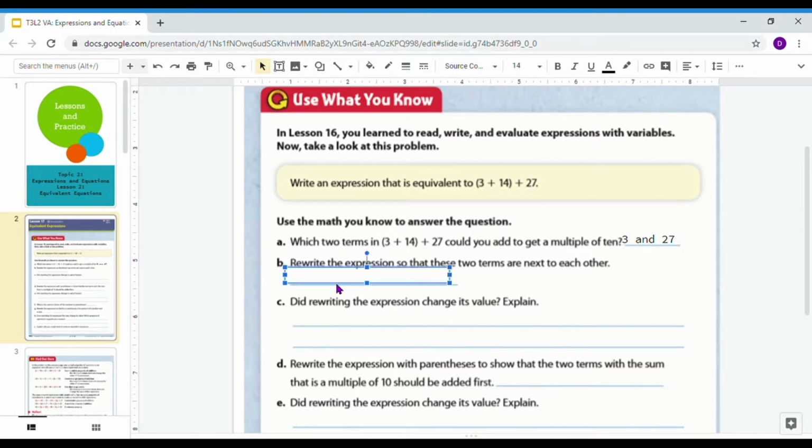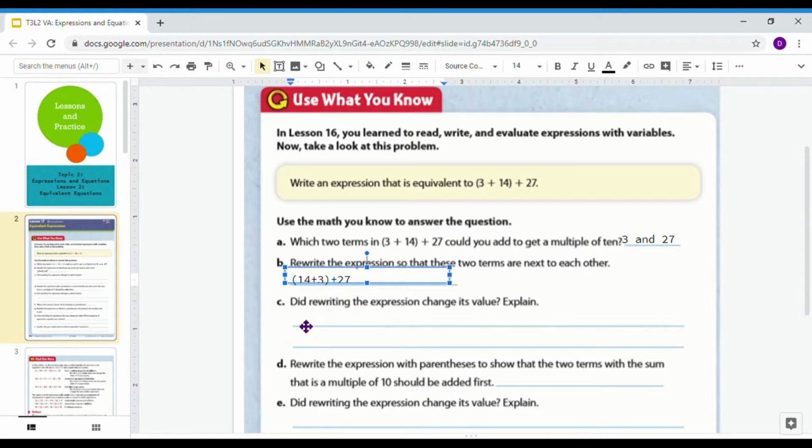So it says to rewrite the expression so that these two terms are next to each other. So all I can really do is change the order in that parenthesis. I'm going to put my 14 first, and then I'm going to add the 3, and then I'm going to put the 27 together. Just because I know that when I put these two together, I'm going to get a multiple. So I rewrote it so that the easy numbers, the numbers I know that I can add together to get an easy number, are right by each other.